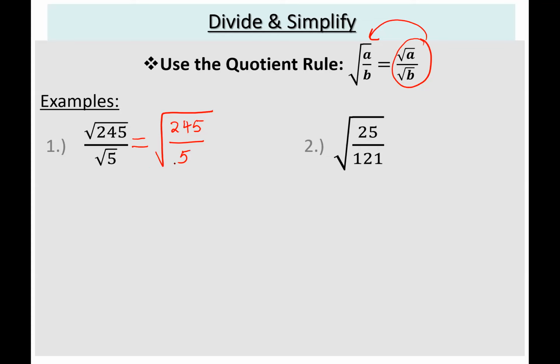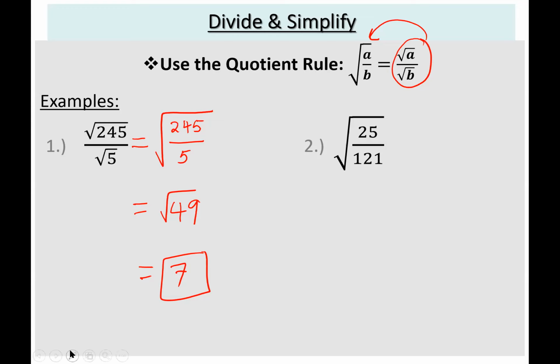So now I'm going to rewrite this. Instead of the square root of 245 over 5, I just divided 245 by 5 and got 49. So now I'm writing the square root of 49. Suddenly I don't have a fraction anymore, and this becomes pretty nice. I can simplify this. The square root of 49 is 7. That's it. So I divided by 5 first and then was able to simplify more from there.